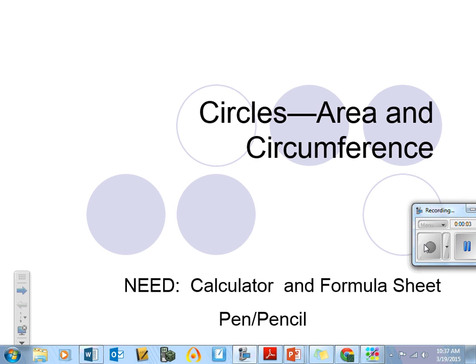Hello, geometry folks, and welcome to circles. We have area and circumference of a circle.